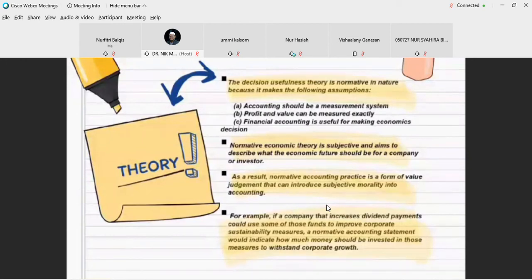Normative economic theory is subjective and aims to describe what the economic future should be for a company or investor. As a result, normative accounting practice is a form of value judgment that can introduce subjective morality into accounting. For example, if a company that increased dividend payments could use some of those funds to improve corporate sustainability measures, a normative accounting statement will indicate how much money should be invested in those measures to sustain corporate growth.